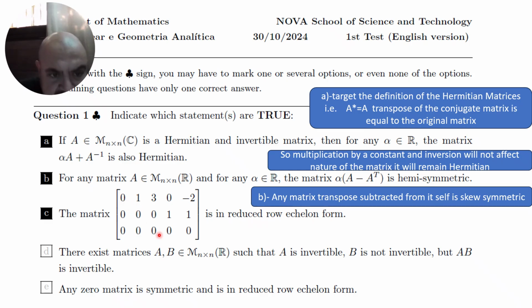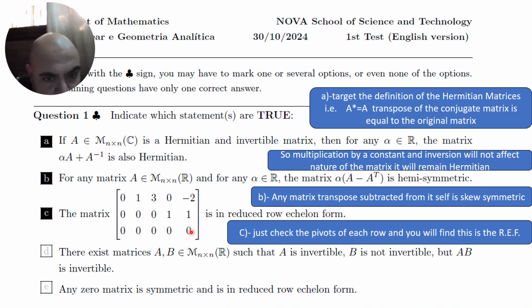So if you look closely at this matrix, you will find that the second row does not exist, but the rules of the reduced echelon form already exist. The zeros on the left, then you will have a pivot, which is 1. Go to the second row, zeros on the left, and for the row above, the first non-zero is also a positive 1, and the last row is all zeros, so it is correct. It is in reduced echelon form. As I told you, just check the pivots of each row, and we'll find that it is reduced echelon form.